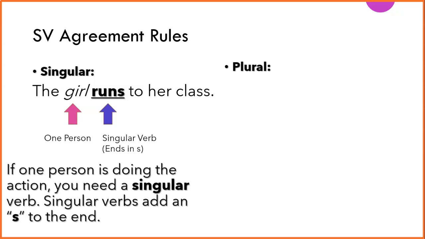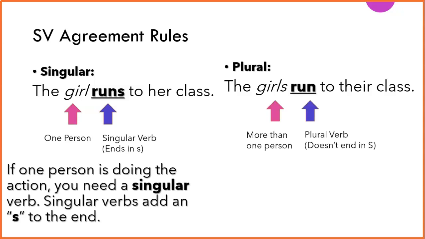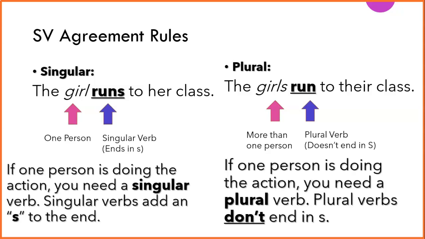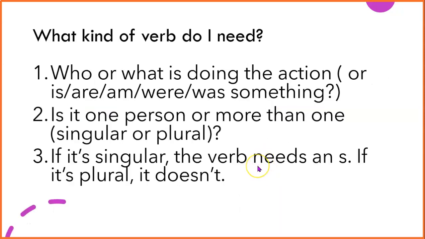It's different for plural. Plural means more than one person. If more than one person is doing the action, the verb looks different. So the girls, there's more than one girl, run to their class. If there's more than one person doing the action, then the verb doesn't end in S because the verb is plural. So if more than one person is doing the action, you need a plural verb. Plural verbs don't end in S.